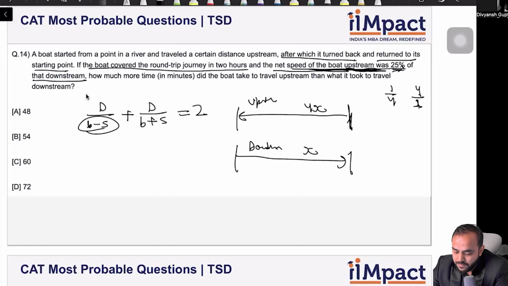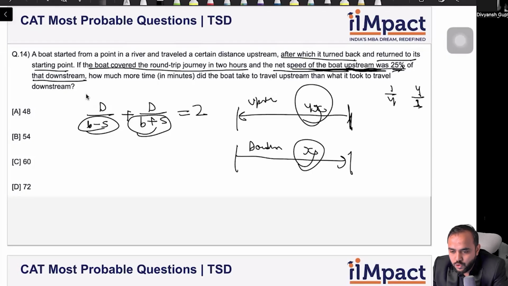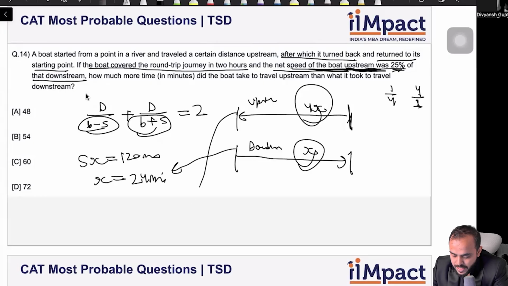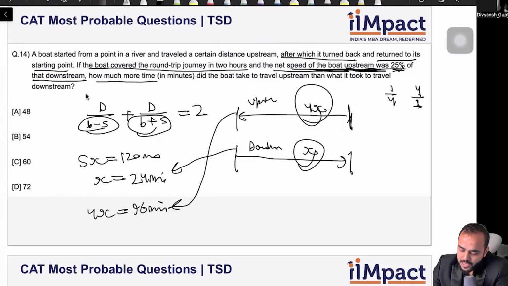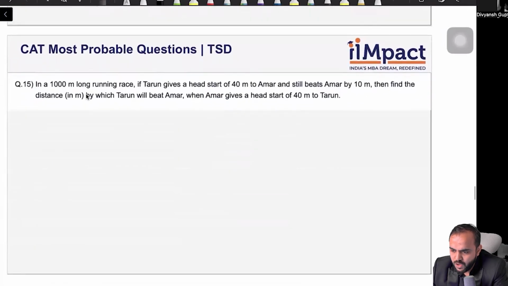You don't really need to deal with these variables, because we are given that the addition of these two is 2 hours. So we get 5x is equal to 120 minutes, or x is equal to 24 minutes. So downstream time is 24 minutes, and upstream time is going to be 4 into this, which is going to be 96 minutes. So how much more time for upstream? 96 minus 24, which is 72. Option number D. Moving on.